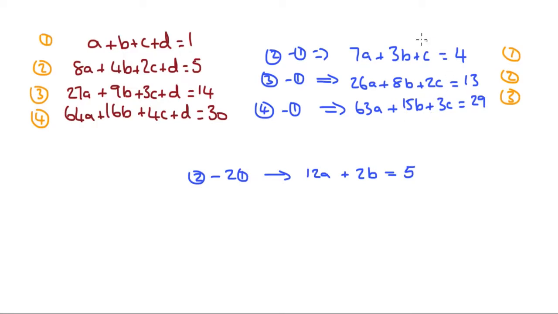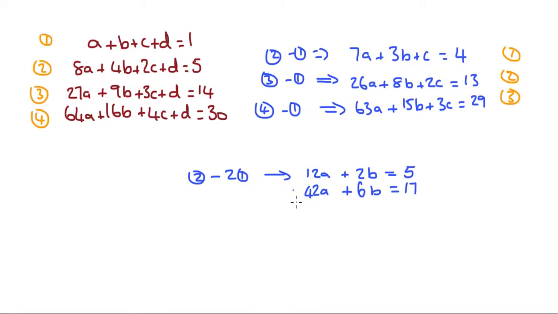And for this row, I'm going to need to take 3 lots away. So 63 minus 21A is going to be 42A. And 15B minus 12B is going to give me 3B. And that's going to equal 29 minus, sorry, not 12, that needs to be 3 lots of this, so minus 9B is going to be 6B there. And 29 minus 4 lots of 3 is 29 minus 12, which is going to give me 17.